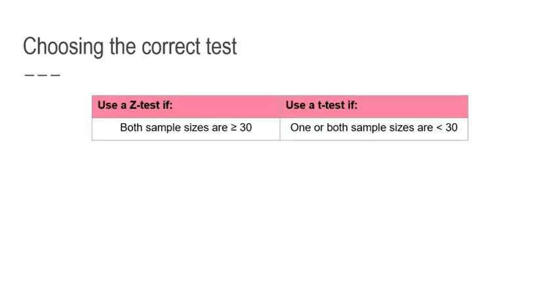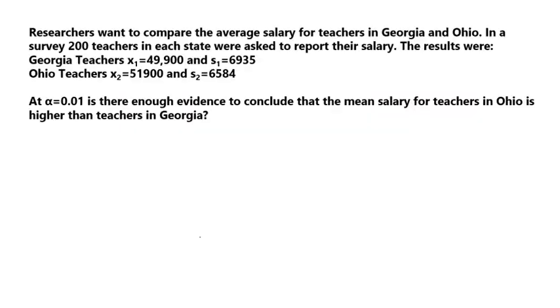So for choosing the correct test, it's going to be the same rules that we've been using. You just have to make sure that both samples fit the rule. So we're going to use a z-test if both sample sizes are at least 30. If one or both of them are less than 30, then we're going to use t. Okay, so both bigger than 30, z. If not, t. So here we have an example problem. I'll let you read through that, and then we will go through our steps for solving.